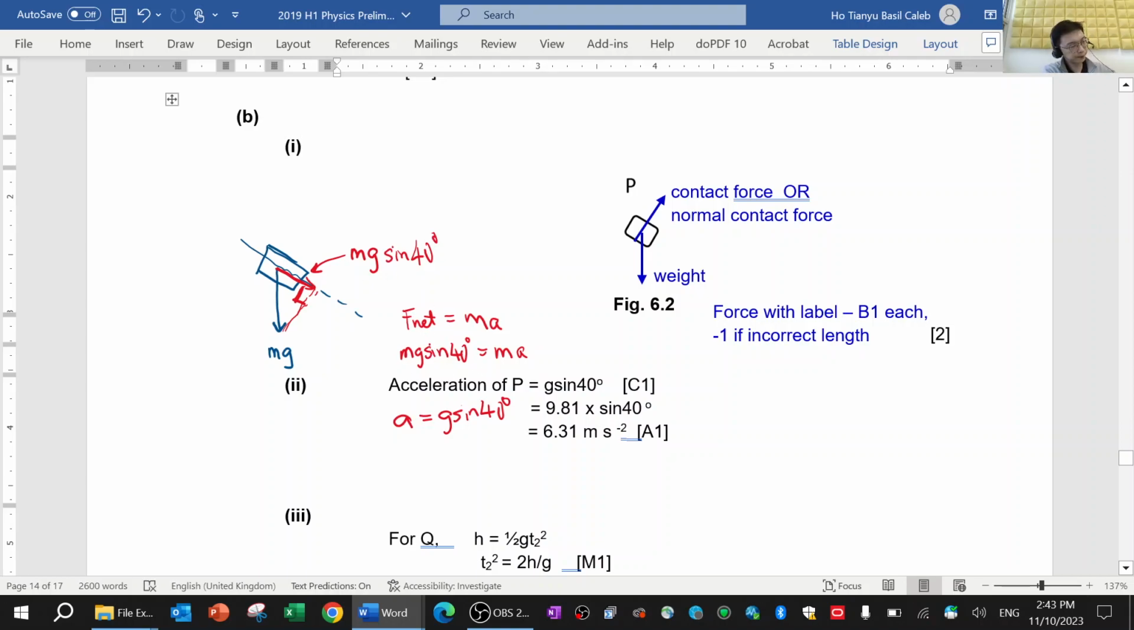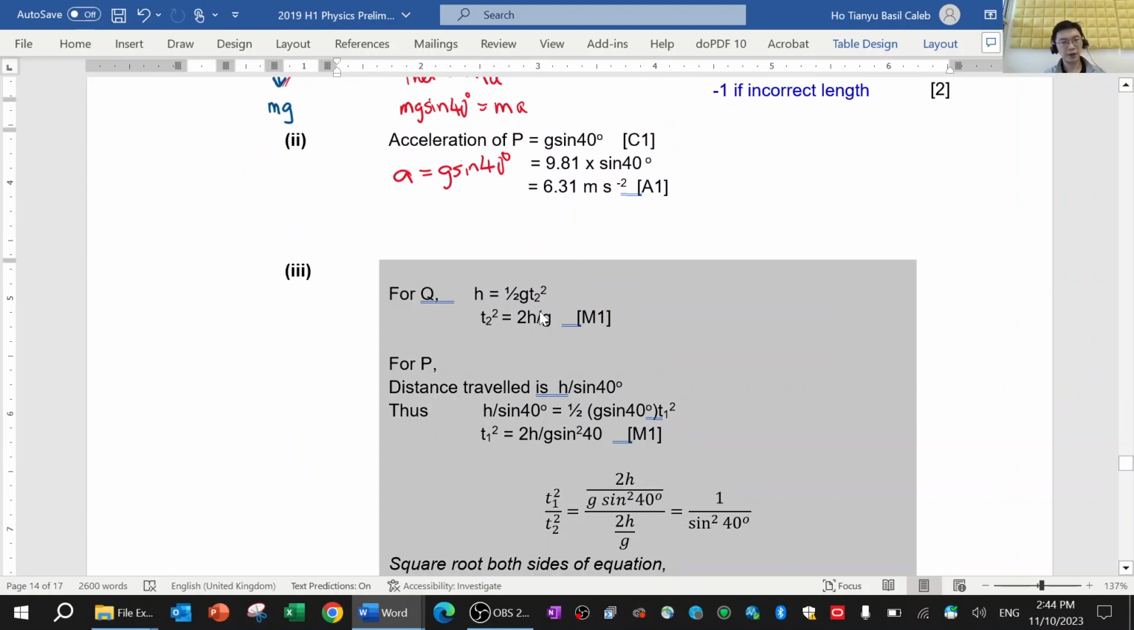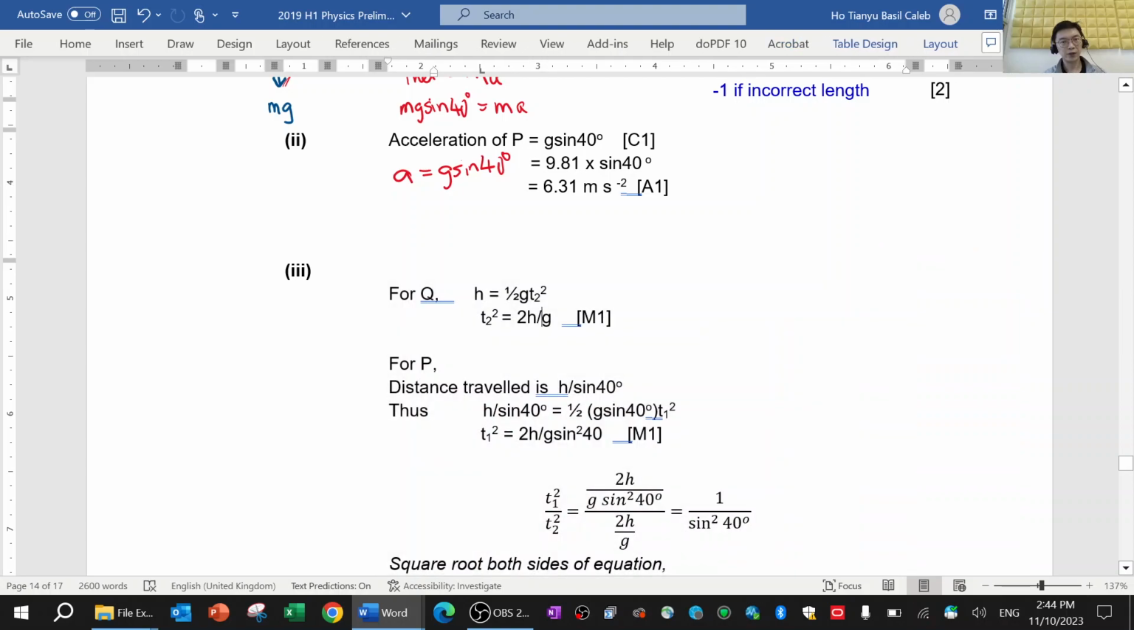Okay, the next part, part 3. Part 3 is relatively difficult. The original solution from TMJC was very short, so I took some time to write it out again. While y'all were trying the paper, I actually took the time to make the answers better. Okay, so I separated it out. So I looked at Q, which is dropping, right? Q is in free fall. So that's not a problem.